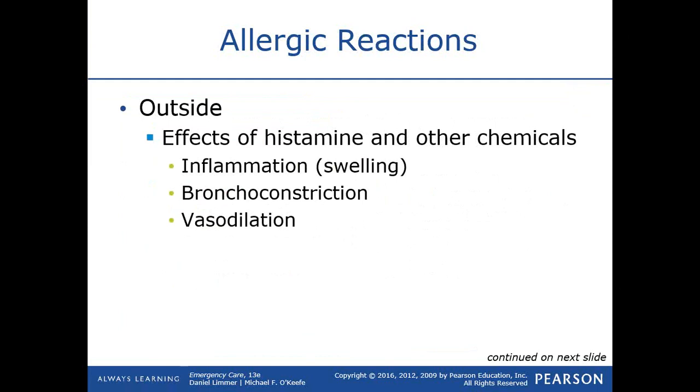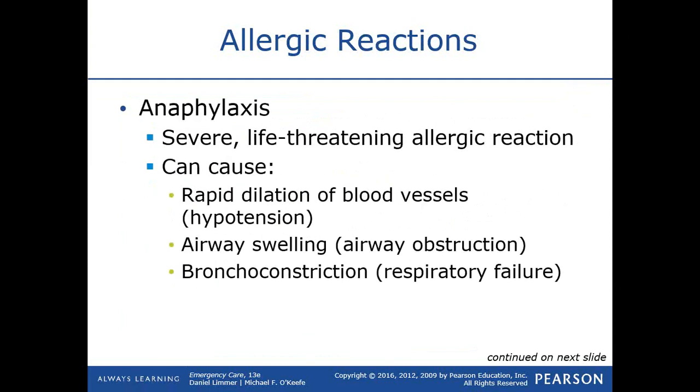The effects of the histamine and other chemicals will cause swelling, bronchoconstriction, and vasodilation. The swelling we see as evidence in the face, the tongue, around the eyes, and as hives or urticaria. The bronchoconstriction we see with wheezing and difficulty breathing, and the vasodilation is where we get the shock. If the vessels dilate enough, the container is twice as big, so it's half as full, and it makes it very difficult to maintain pressure in the system.